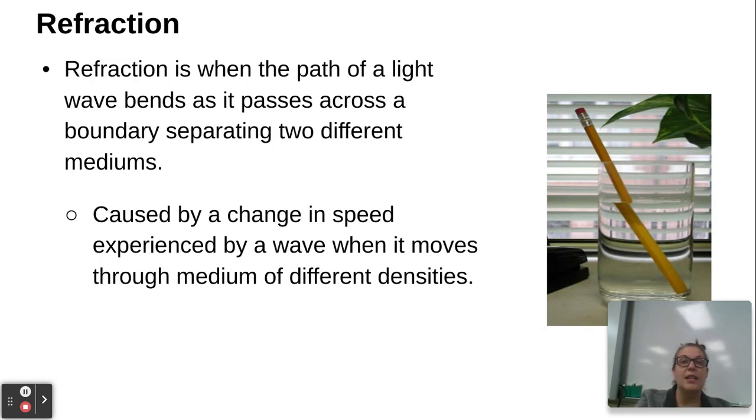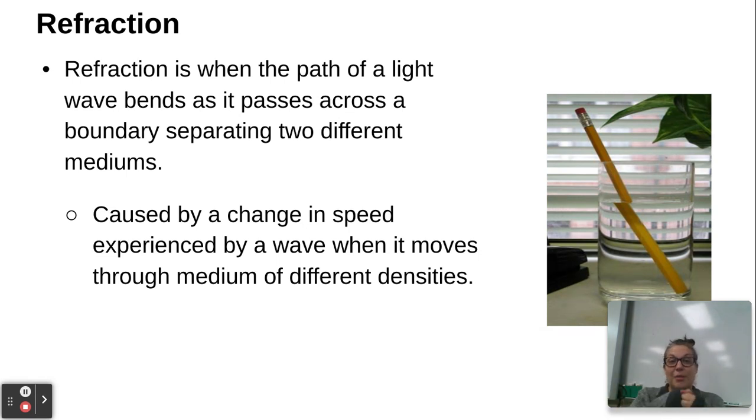So refraction is when the path of a light wave bends as it passes across a boundary separating two different mediums. Remember, mediums are just substances. And this is caused by a change in the speed experienced by a wave when it moves through mediums of different densities. Recall, density is how tightly packed the particles within a substance are. Density is the amount of stuff per space. The closer particles are together, the more dense they are, compared to particles that are a little bit farther apart. Those are less dense. For example, glass is more dense than air.